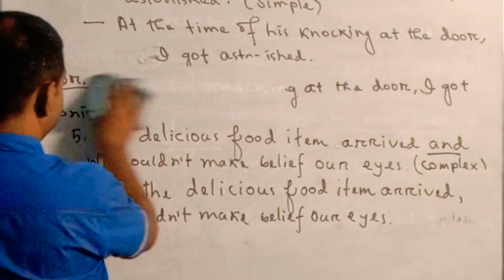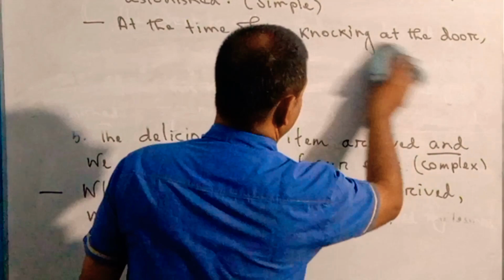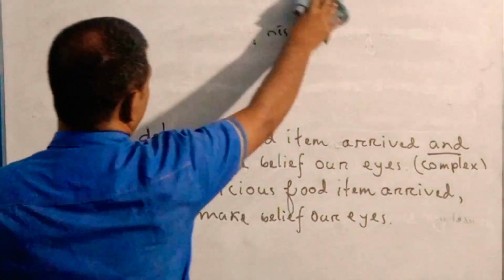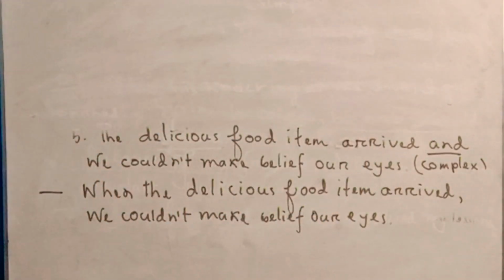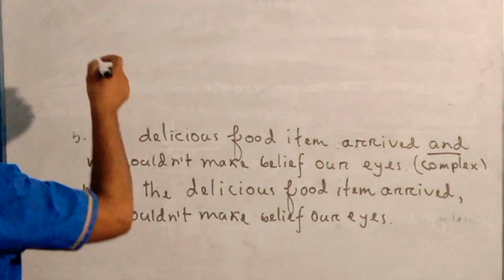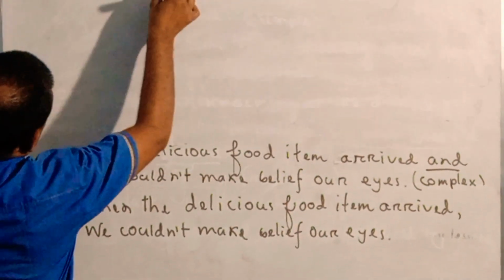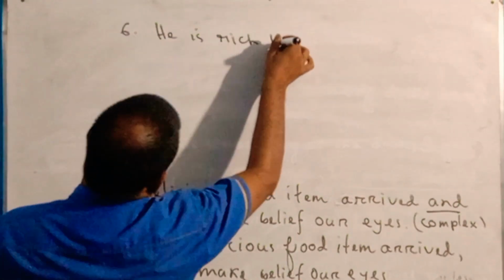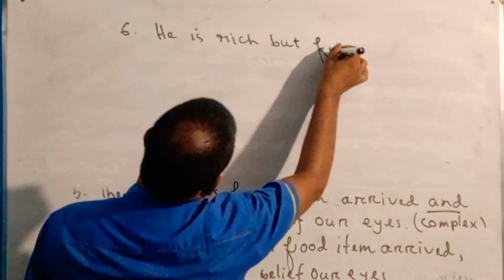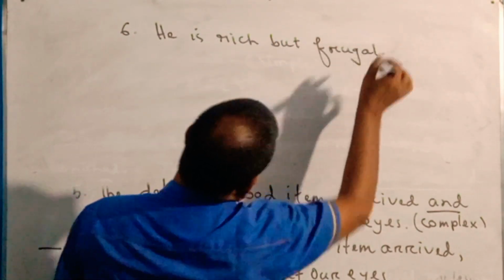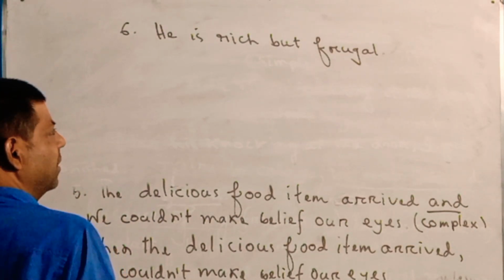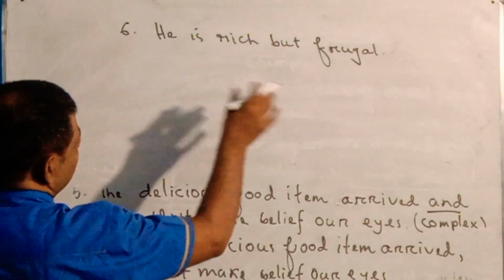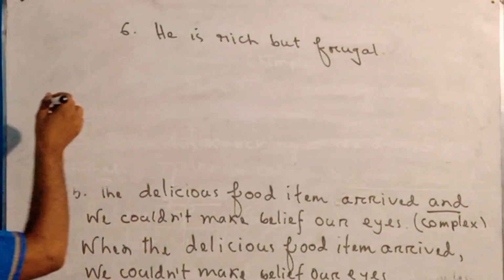Now come to another sentence that will mean contrast, opposite. What can you do by getting contrast meaning? Suppose he is rich but frugal. Frugal here means miser. He is rich but frugal. We'll make it both complex and simple.